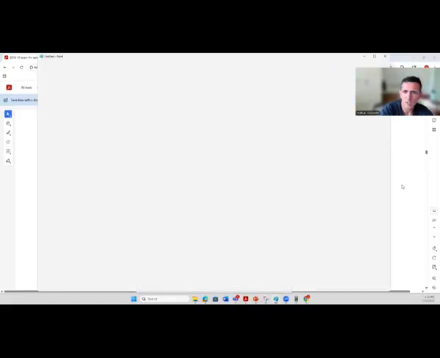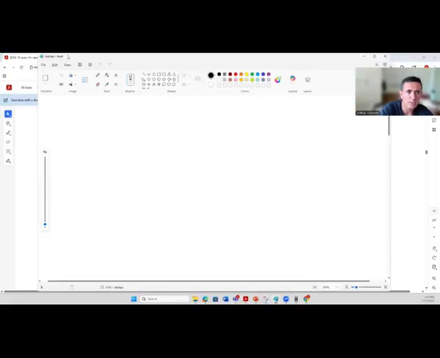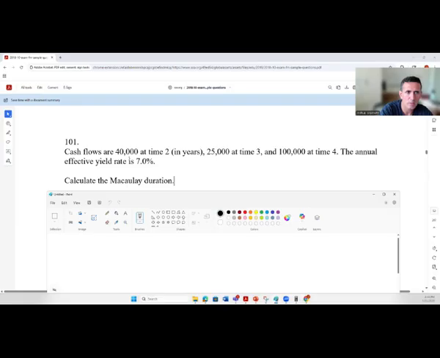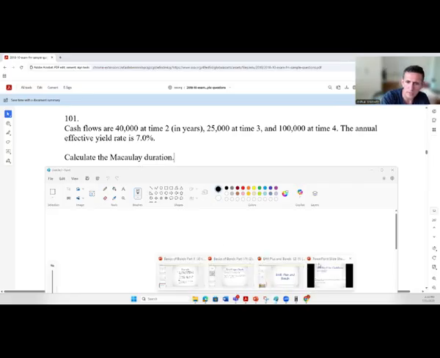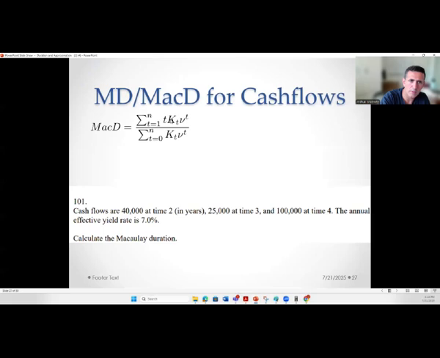So this is pretty easy plug and chug stuff. I would say the important thing here is I want to show you how I would do it on the calculator. I'll just write stuff down first, and then plop it in the calculator. Really all there is to it is the formula here: the sum from t equals 1 to N of t times K_t times v^t, over the sum from t equals 0 to N of K_t times v^t. The bottom, of course, is the present value of your cash.